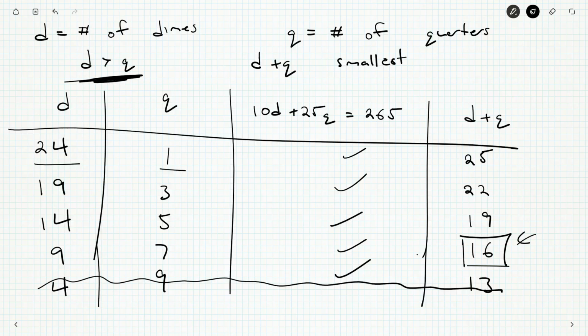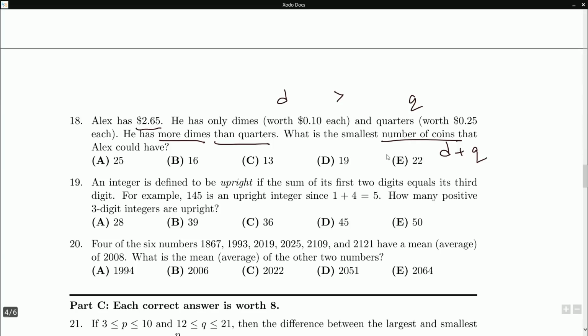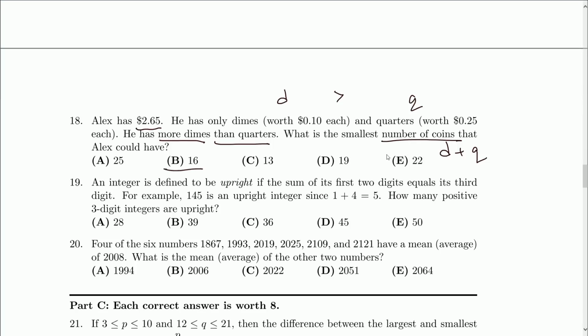And if we check, there's 16, so our answer is going to be B, but there's 13, just in case you went a little too far.